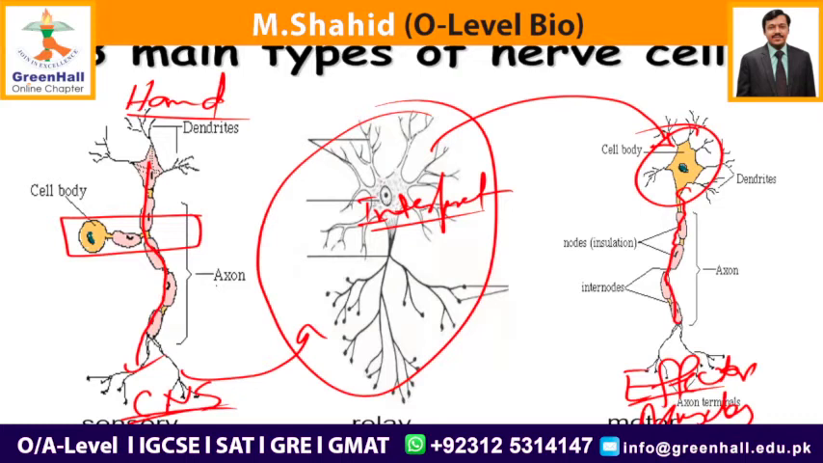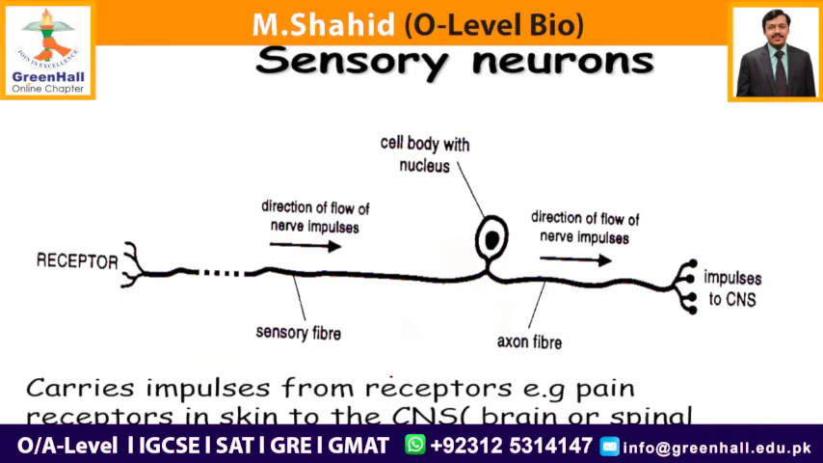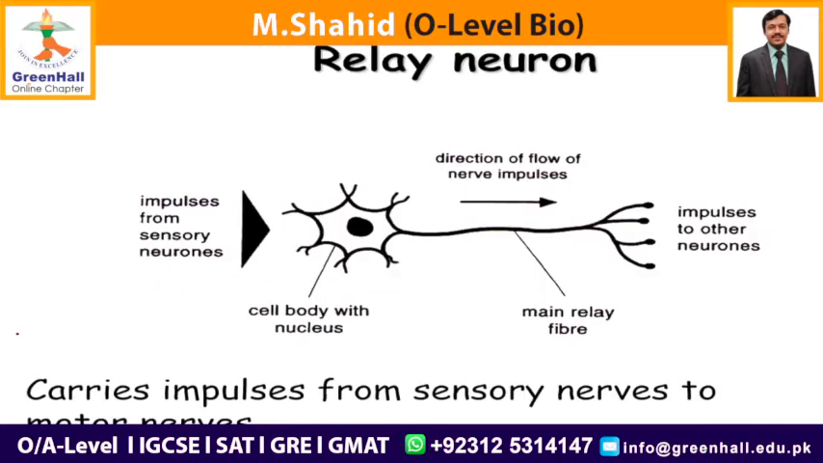You can perceive the difference in their function related to their structure. Many of the times, the examiner will ask you for identification or discrimination between the three types of neurons. Please look at this description of sensory neuron. Read it for yourself. Right, Asif, can you please explain this? So the sensory neuron basically carries the impulses from the receptor organs or sense organs to the CNS, to the spinal cord or to the brain.